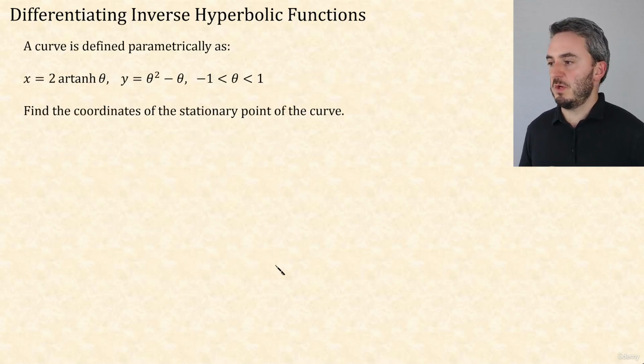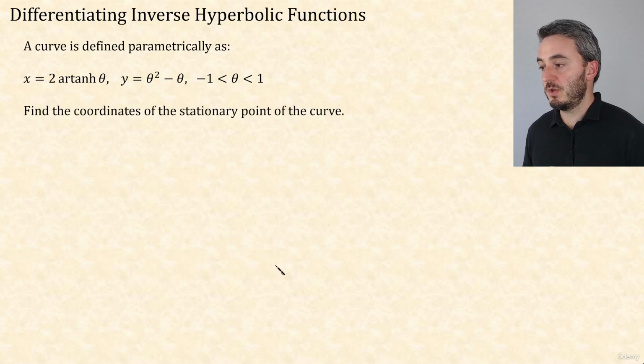All right, let's have a go at this one. So a curve is defined parametrically as x is 2 artanh theta, and y is theta squared minus a half, and theta exists between minus 1 and 1. Let's find the coordinates of the stationary point.